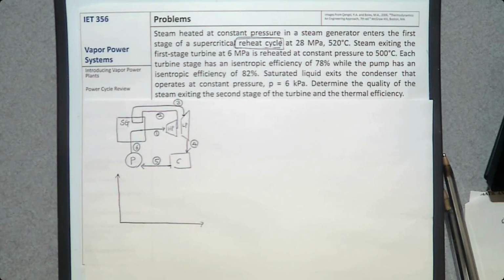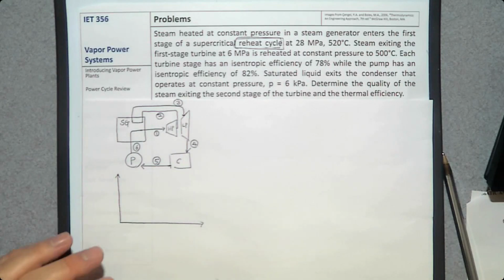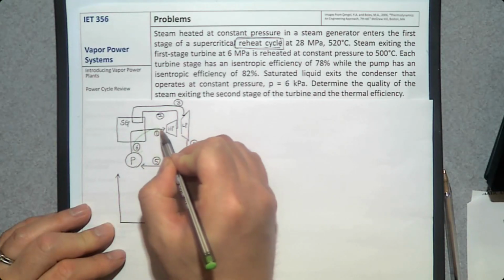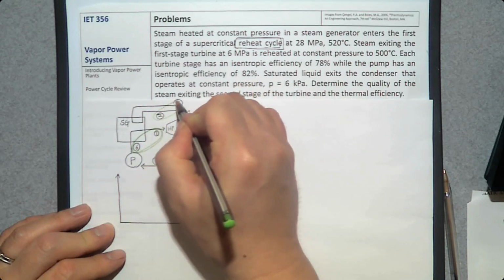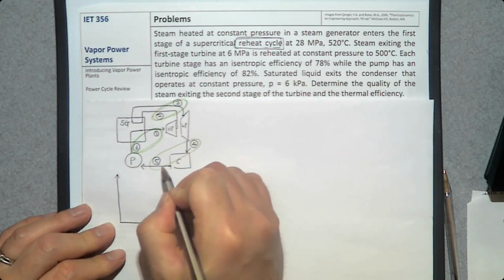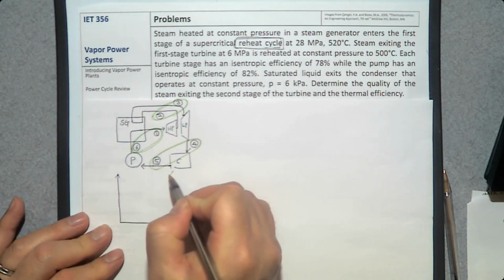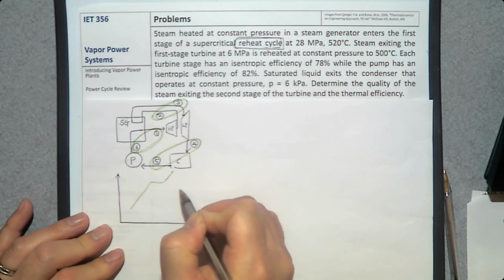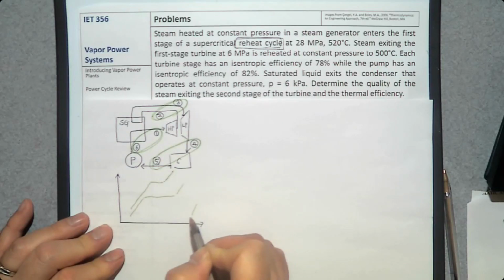On a TS diagram, for this ideal reheat process, you have 3 pressure values. The highest pressure between 6 and 1, an intermediate pressure between 2 and 3, and the lowest pressure, which is the condenser pressure, between 4 and 5. So I'm going to make 3 TS diagram lines: the highest pressure, intermediate pressure, and the lowest pressure.